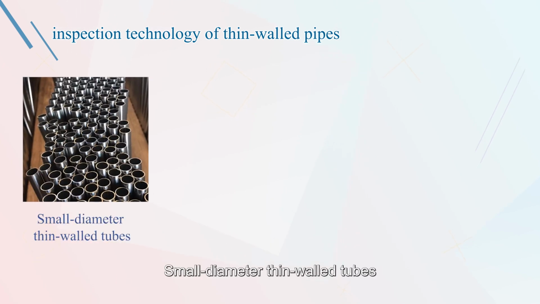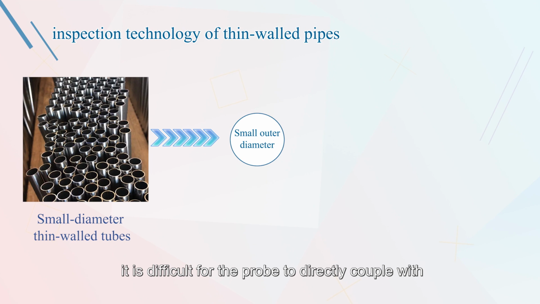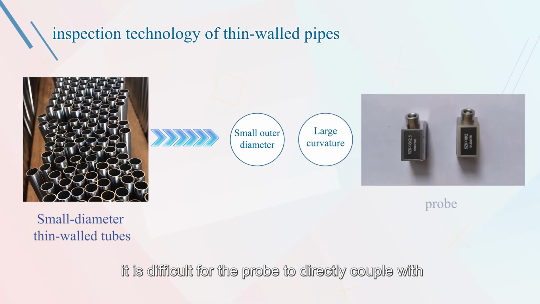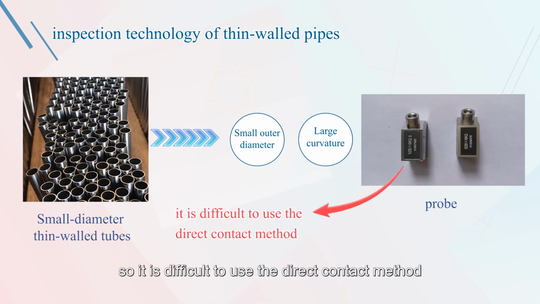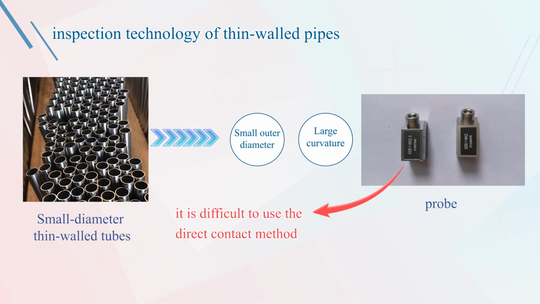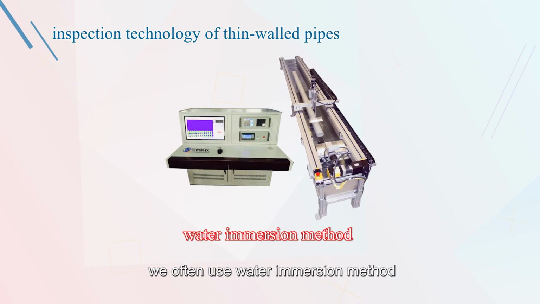For small diameter thin-walled tubes, it is difficult for the probe to directly couple with the surface of the tube, and the sound beam diverges seriously as the diameter of the tube decreases. So it is difficult to use the direct contact method. Therefore, we often use the water immersion method.